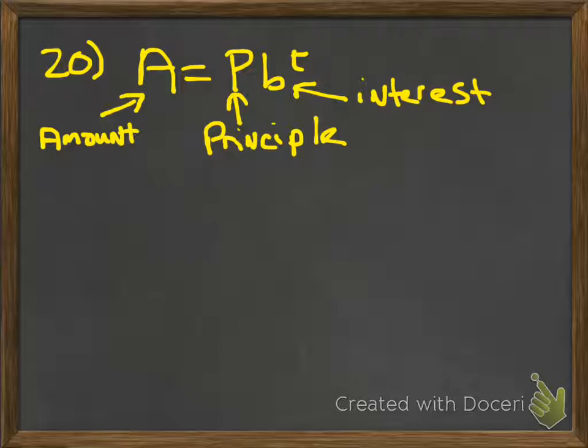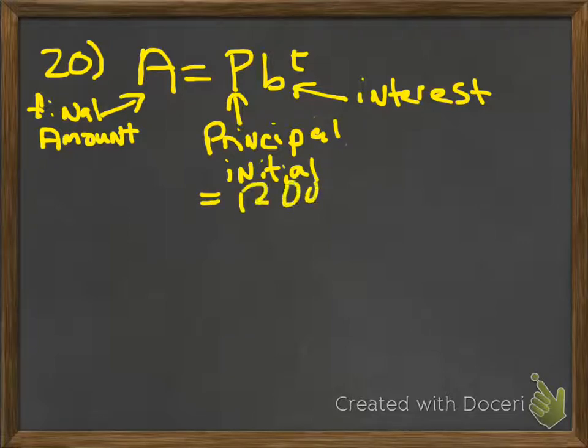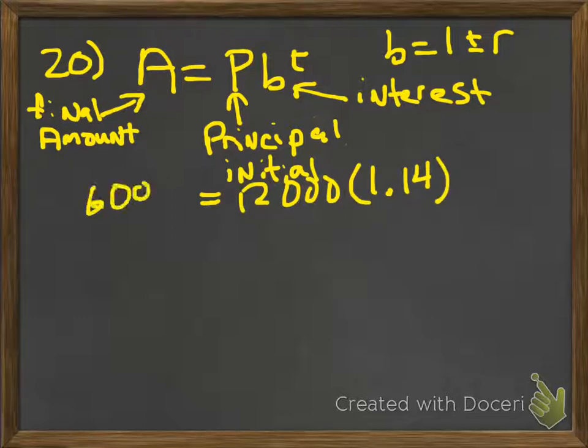So if you read the problem number 20, our initial amount is 12,000, and we're increasing that by 14%. So we're going to say 1 plus 0.14, which will give us 1.14. So 12,000 times parentheses 1.14, because I'm saying 1 plus, because I'm increasing. And the final amount will be 60,000. I'm going to increase that to the t power.